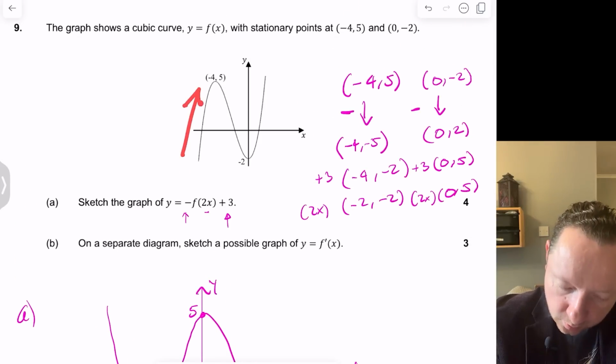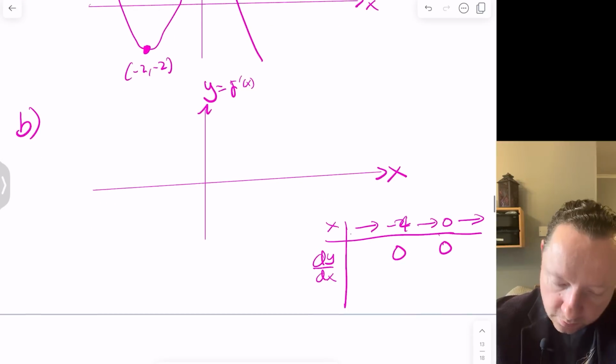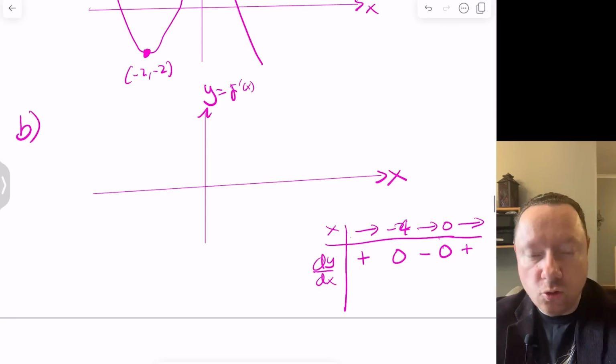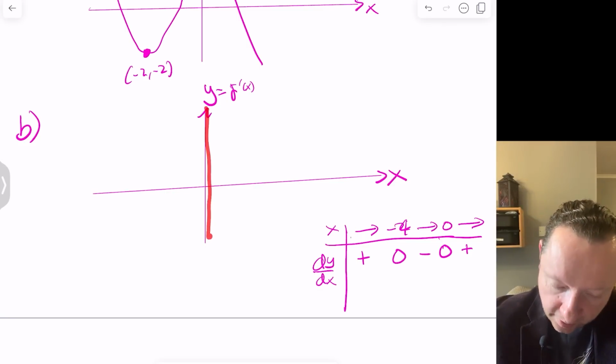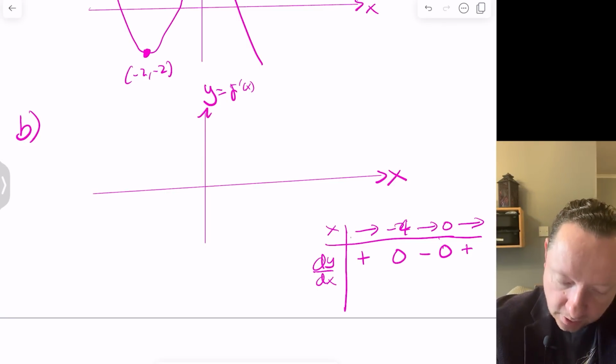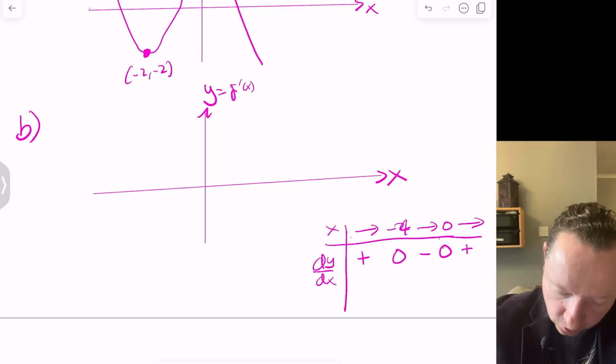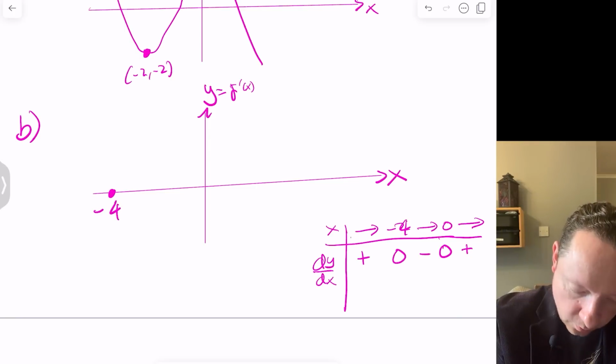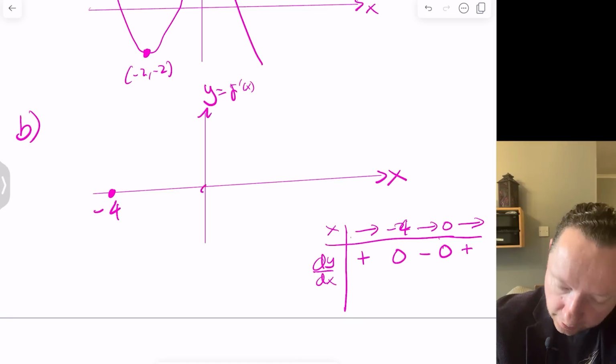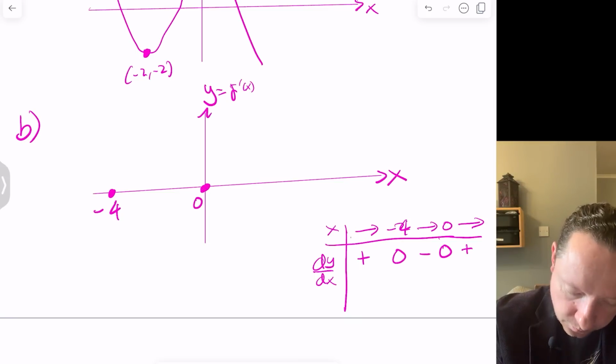If I look here, I just check, it's going positive, negative, positive. So I just put that in, positive, negative, positive. But if I'm now drawing this on a new grid, and effectively the y-axis is f dash x, then f dash x is 0 and 0. So I'm on the x-axis. So I can just put them on as roots straight away, -4 and 0, 1 and 0.